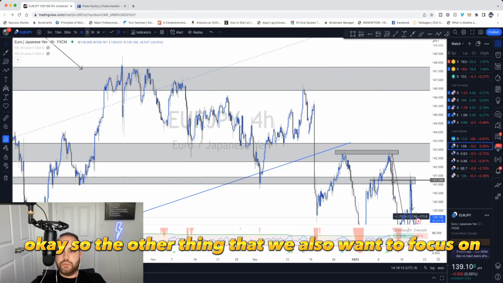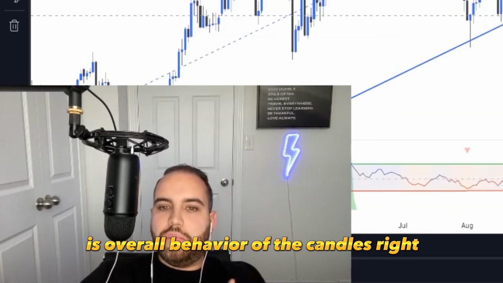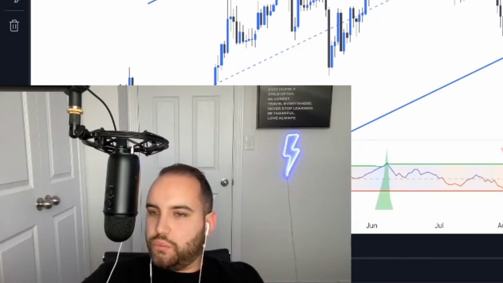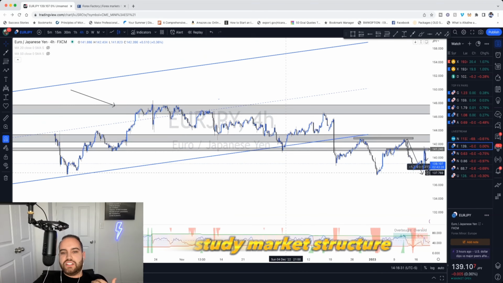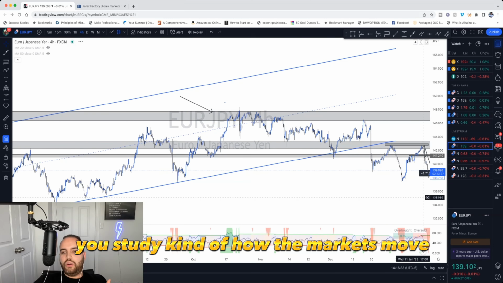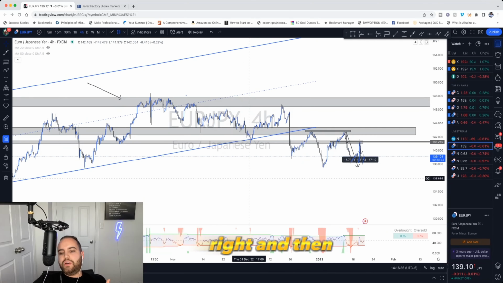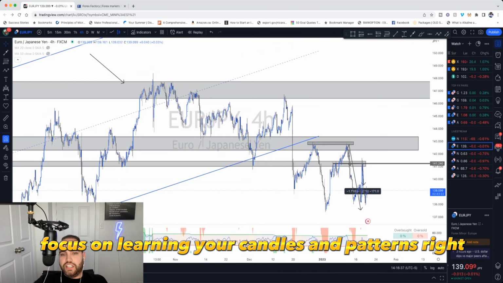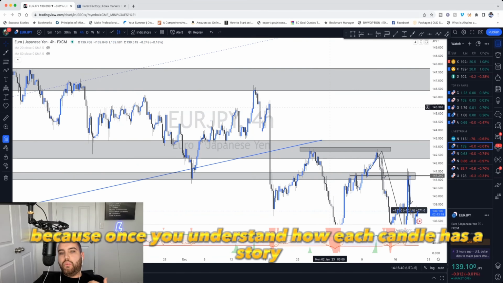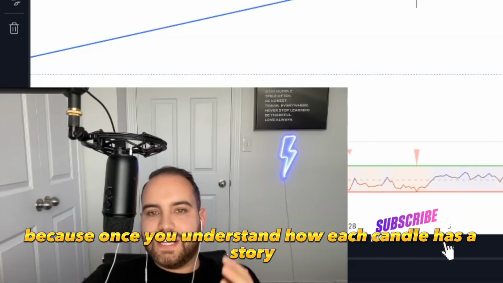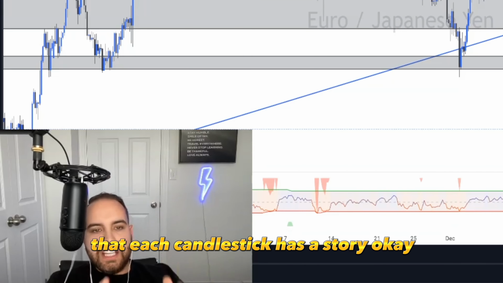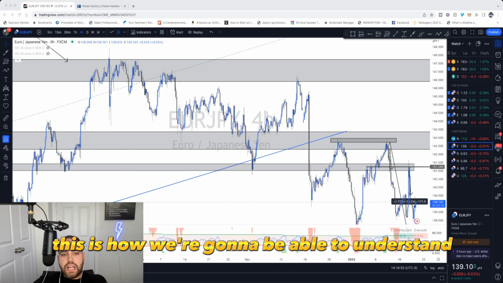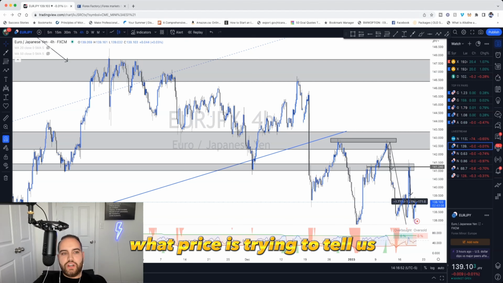The other thing that we also want to focus on is the overall behavior of the candles. If you're just starting out, I highly suggest that you first study market structure. You study how the markets move, major key levels, and then focus on learning your candles and patterns. Because once you understand how each candle has a story, and this is really important for you to know, that each candlestick has a story, this is how we're going to be able to understand what price is trying to tell us.